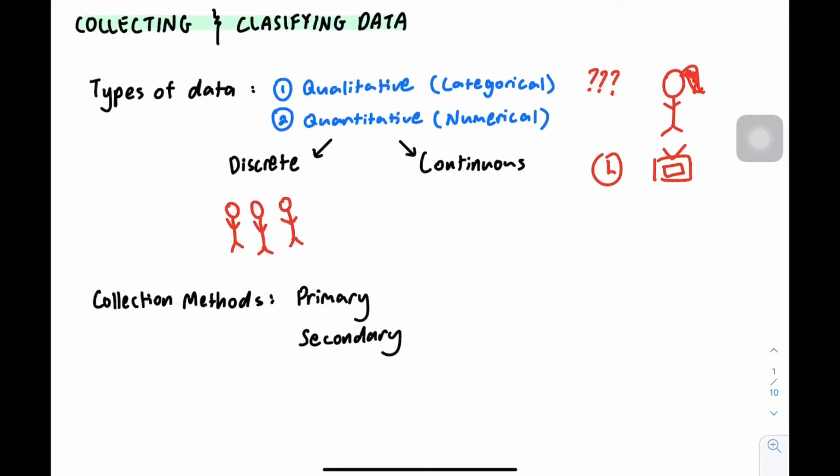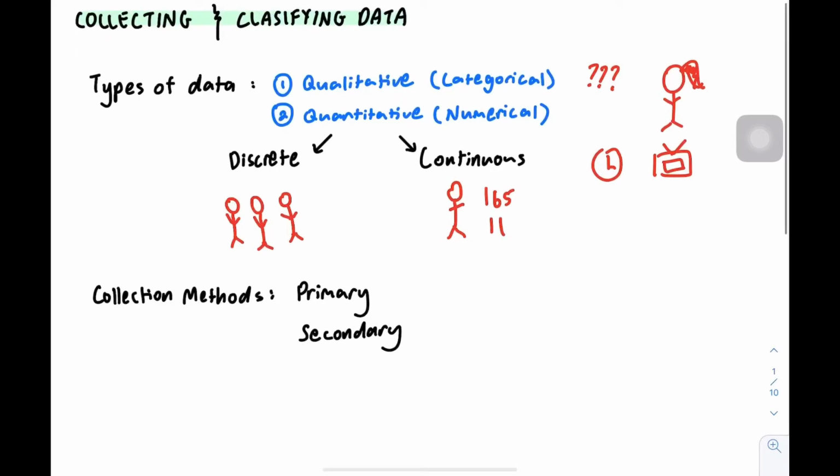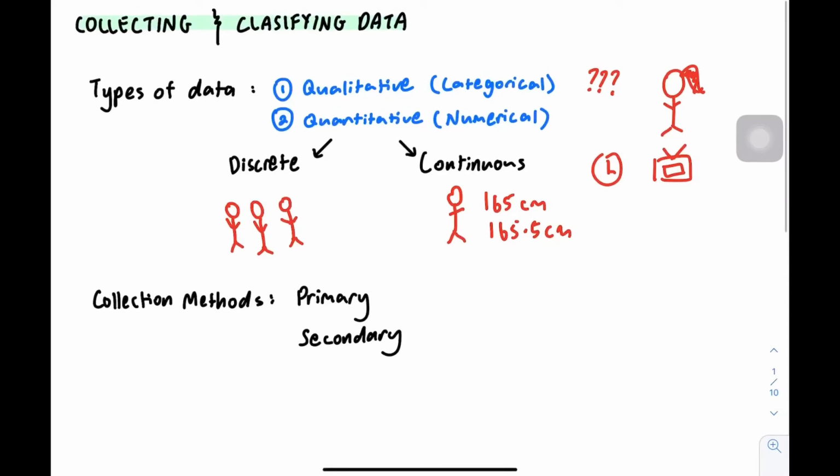Continuous data, on the other hand, is data that could take any value between two given values. For example, height or width. If you ask somebody for their height, they definitely will give you a numerical answer, but that value could be 165 centimeters, 165.5 centimeters. The possibilities are endless and they stretch on, so it's hard to distinguish what type of numerical answer they'll give. And that's continuous data, data that doesn't really get separated into categories.